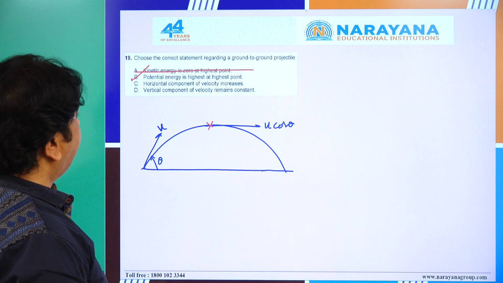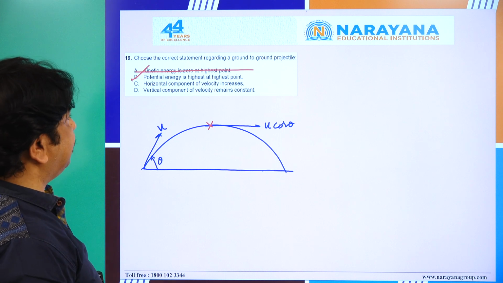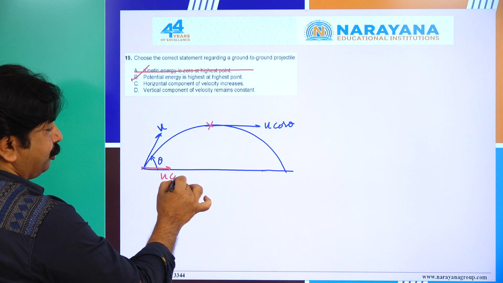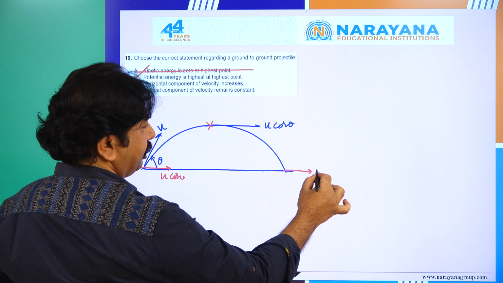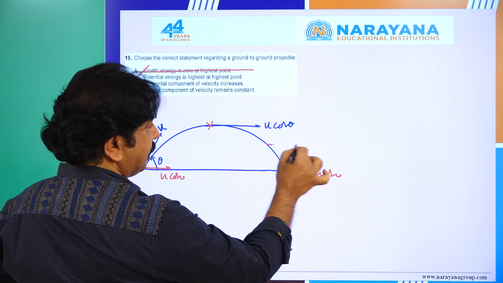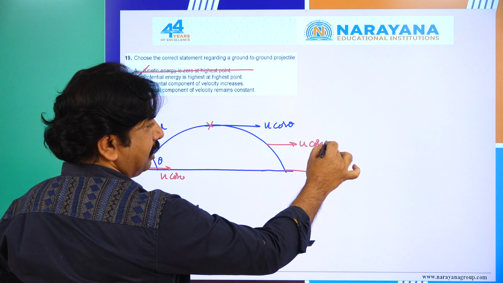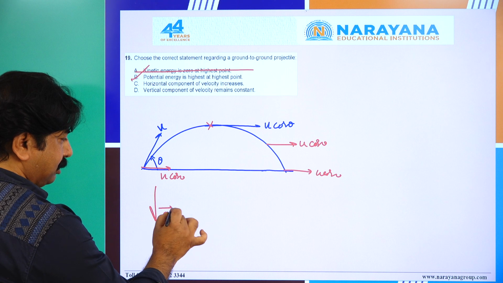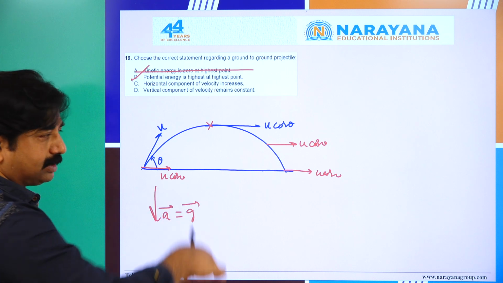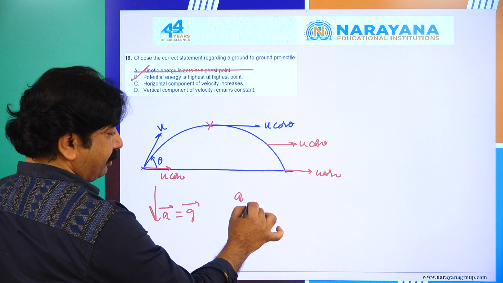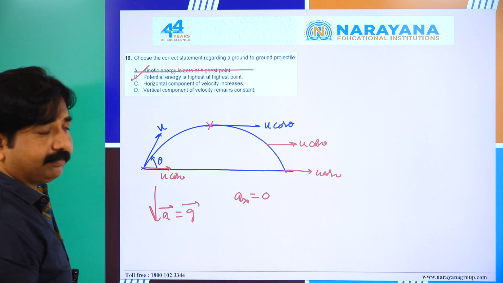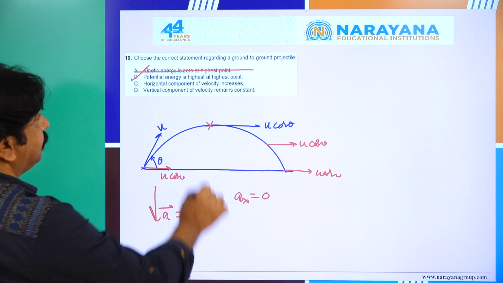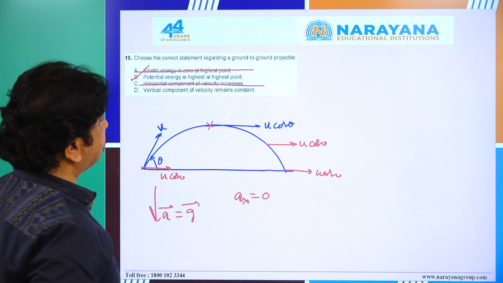Third option: horizontal component of the velocity increases. The horizontal component of the velocity is everywhere u cos theta only, since the acceleration component in the horizontal direction is 0. Acceleration a is always downwards, so a_x is always 0 only. That's why there is no change in the horizontal component. So this is also struck out.